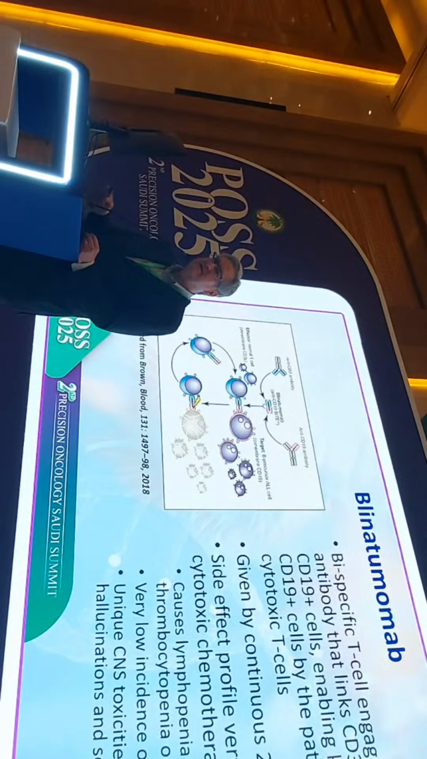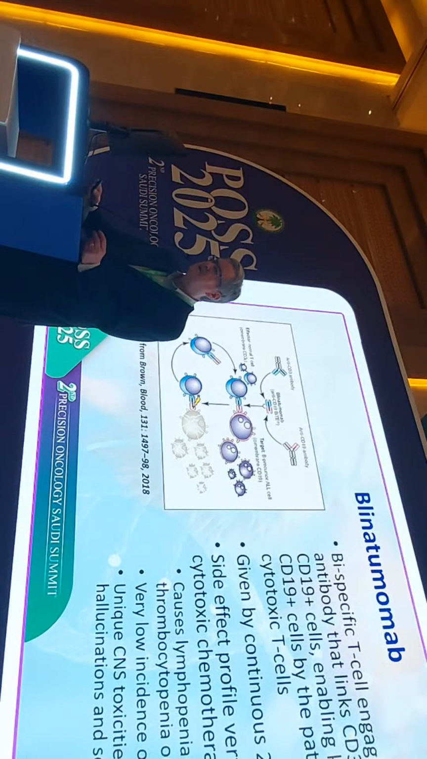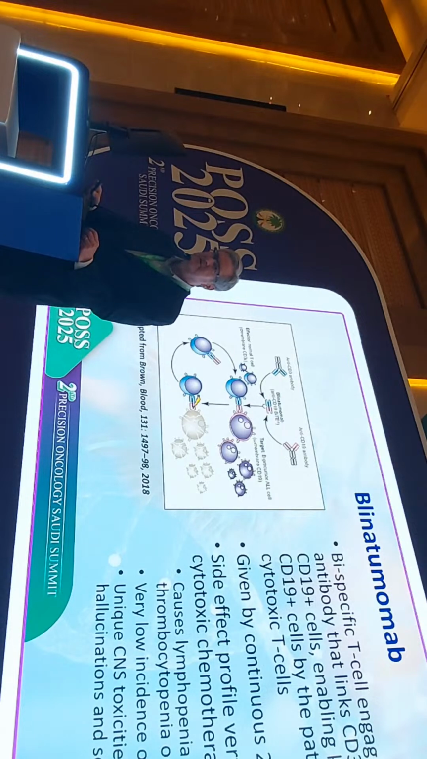One side recognizes CD3 expressed on the surface of normal T-cells, and the other side recognizes CD19, which is expressed on all malignant B-ALL cells, and also normal B cells. And so this antibody brings the T cells to the patient's CD19 positive cells, be they leukemia cells or normal cells, and allows cytotoxic killing of the cells.